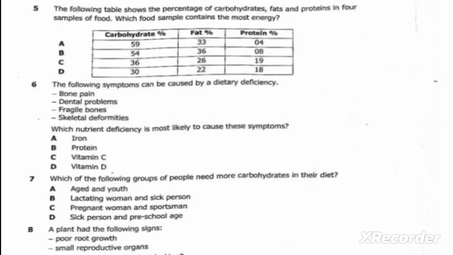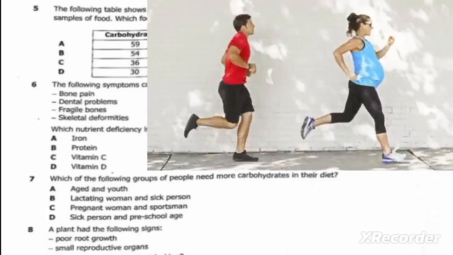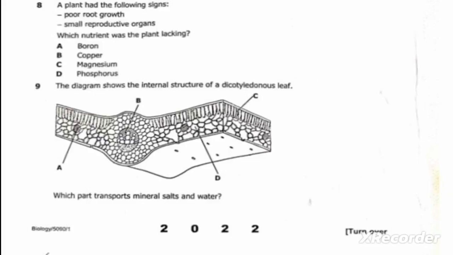The next question, which is question 7. The question reads, which of the following groups of people need more carbohydrates in their diet? A. Aged and youth. B. Lactating woman and sick person. C. Pregnant woman and the sportsman. D. Sick person and the preschool age. The people who need more energy here are pregnant women and the sportsmen. We shift to the next question, which is question 8.